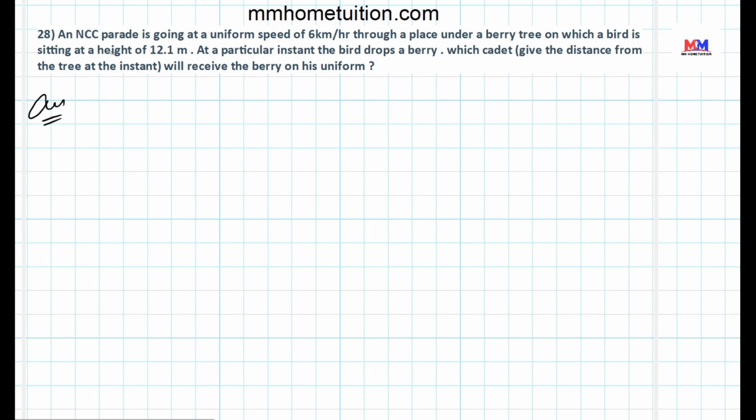An NCC cadet's parrot is going at a uniform speed of 6 km per hour through a place under a berry tree on which a bird is sitting at a height of 12.1 meter. So this is the tree.